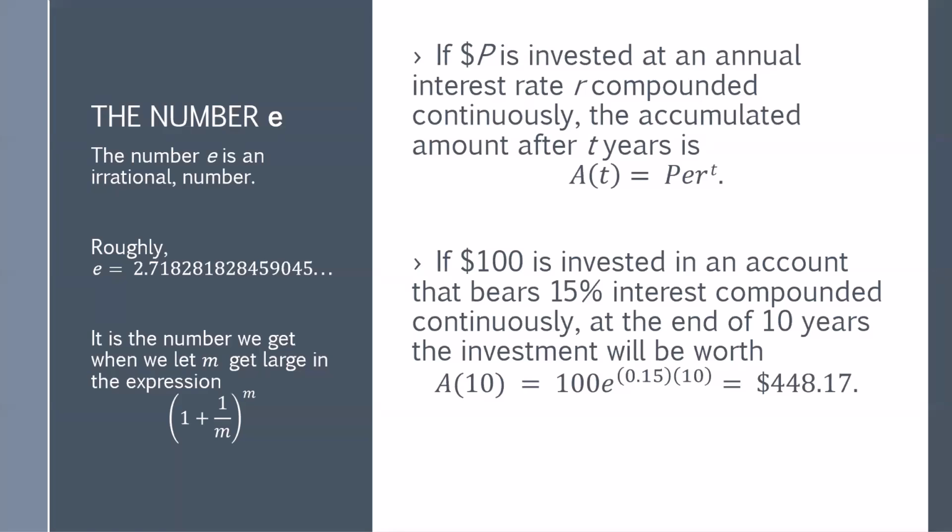Here's an example. If $P is invested at an annual interest rate R compounded continuously, the accumulated amount after T years is A of T equals our principal times e to the power of RT. So if we want to do this with numbers, if $100 is invested in an account that bears 15% interest compounded continuously, then at the end of 10 years, we'll have A of 10, which is 100 times e to the power of 0.15 times 10, or $448.17.